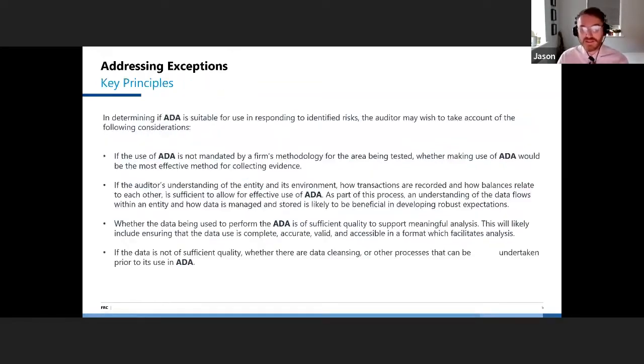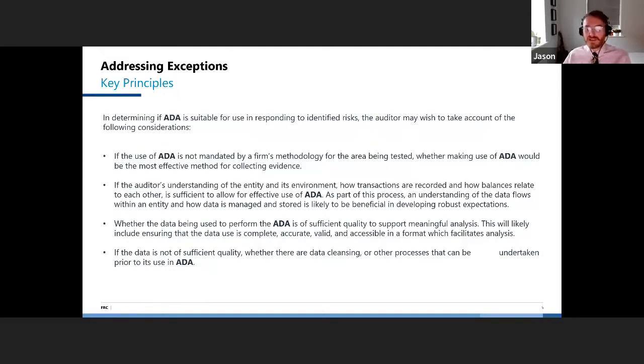So one of the first questions we sought to answer was, what are some key principles that we think are sensible? The first step for us was to say, before we even get to thinking about how we can deal with large volumes of exceptions, it's important to lay out some key principles for when it is actually suitable to use audit data analytics or a similar tool in responding to an identified risk. So we looked at some general principles that are relatively high level, but the idea is to get auditors to think carefully about, when they're using audit data analytics, is it appropriate to the population that I'm looking at, before we even get to thinking about refining it.